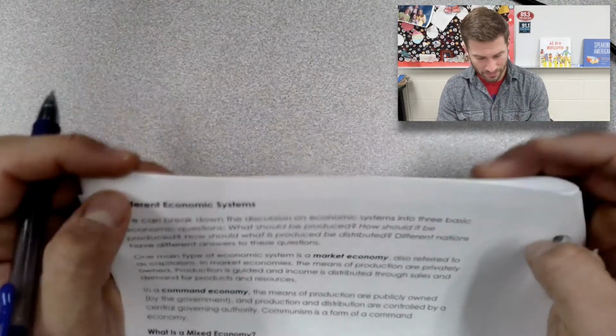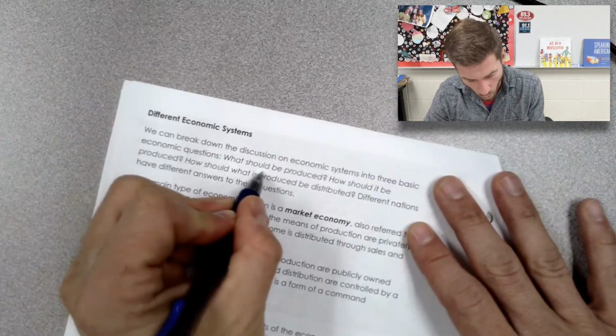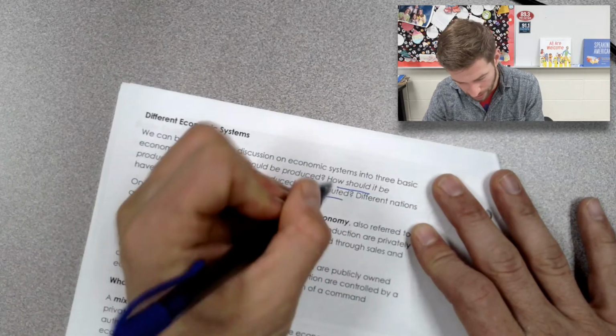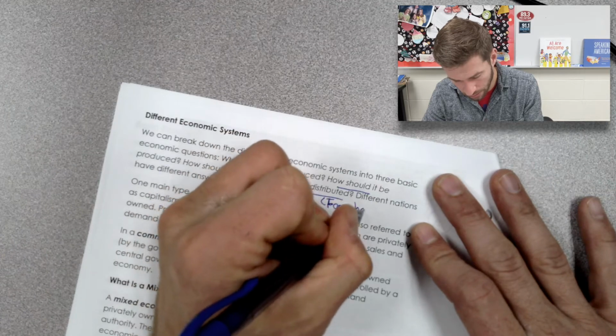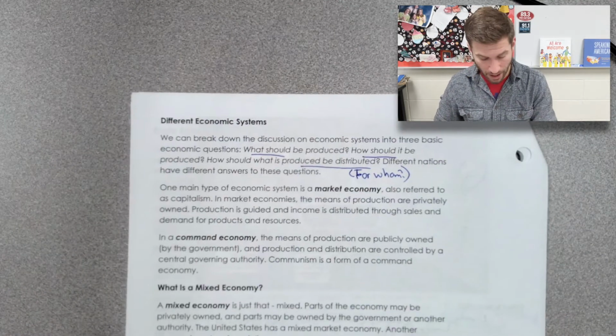Different economic systems. We can break down the discussion of economic systems into 3 questions. What should we produce? How should it be produced? And how should it be distributed, or for whom? Different nations have different answers to these questions.